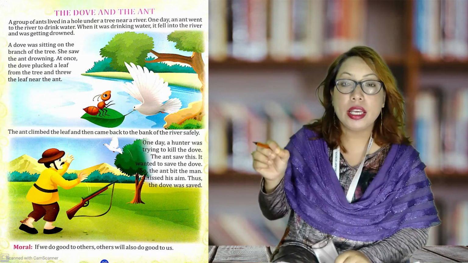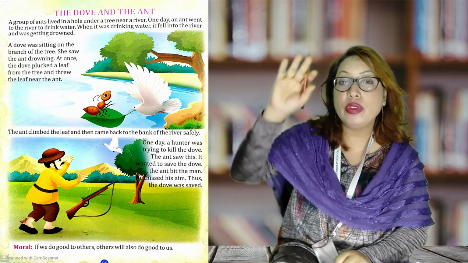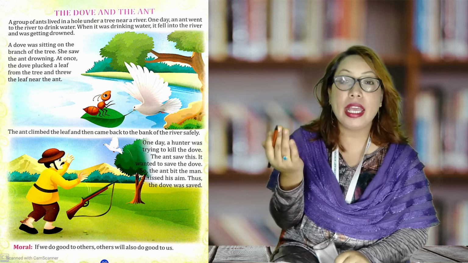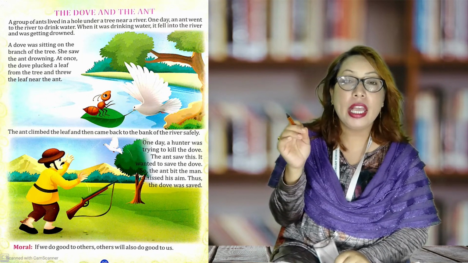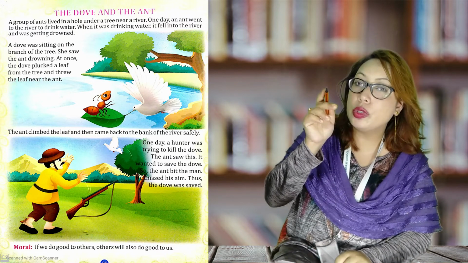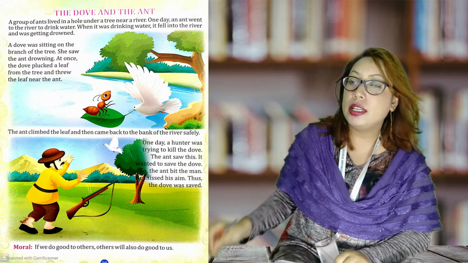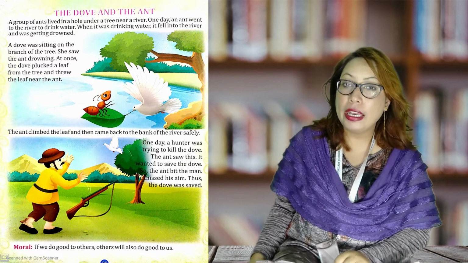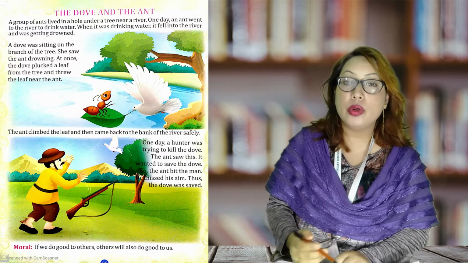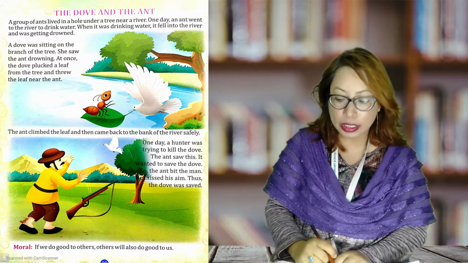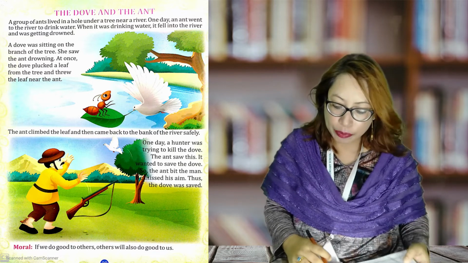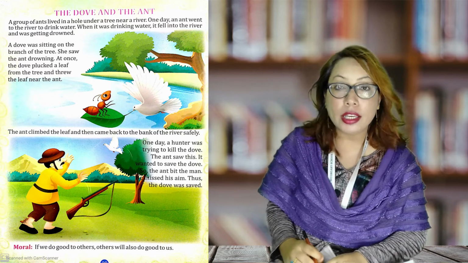He bit the man. How many of you have got bitten by an ant? Yes, I too have got bitten by an ant. It's really painful, right? And then here what happens? As the hunter was trying to shoot, aiming at the dove, suddenly he got bitten by the ant, and then what happened? His aim did not go straight. He could not aim at the dove correctly, and then what happened? He missed the aim. Now here you can see, thus the dove was saved.